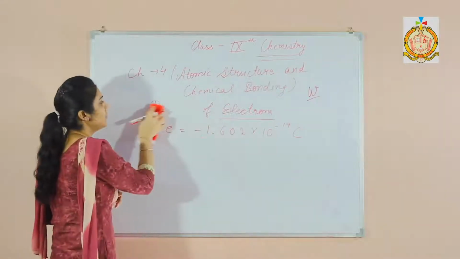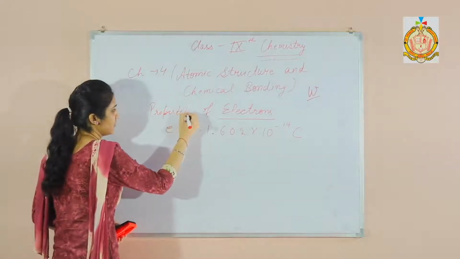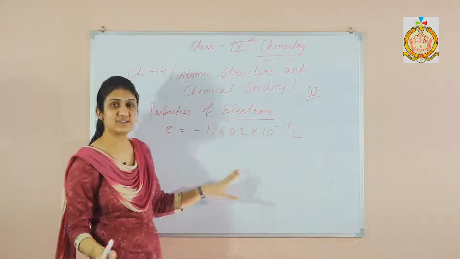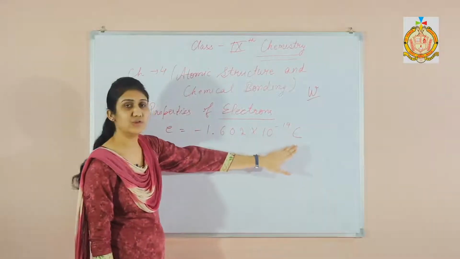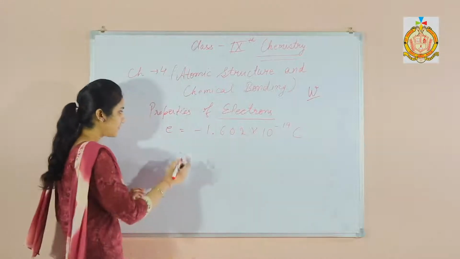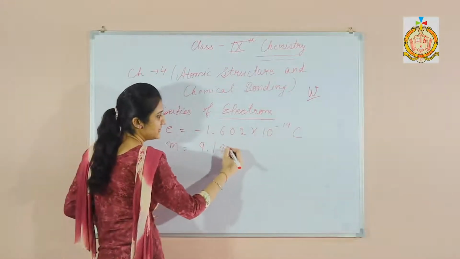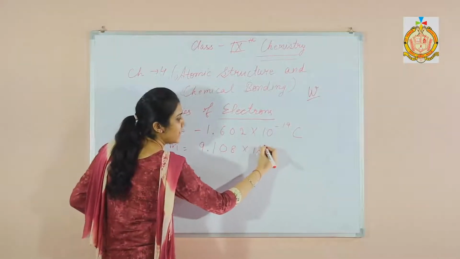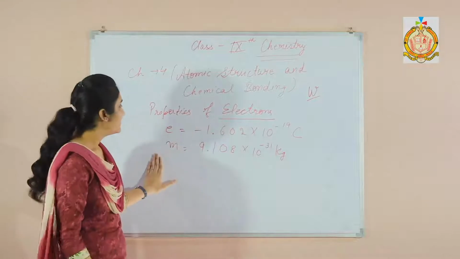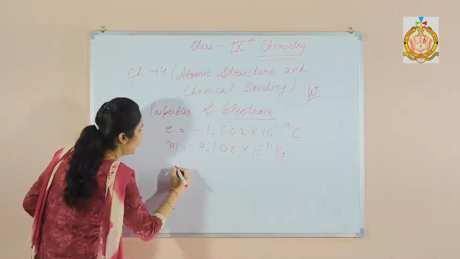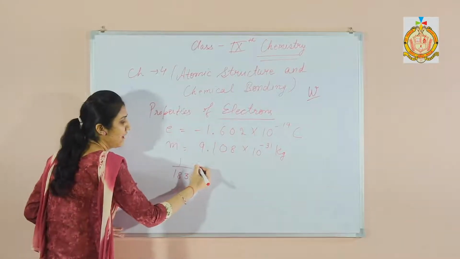Now we are discussing the properties of the electron. The electron's charge is minus 1.602 into 10 raised to power minus 19 coulomb. Coulomb is the unit of charge. The mass of an electron is 9.108 into 10 raised to power minus 31 kg. So it has a mass about 1 upon 1837th of a hydrogen atom.